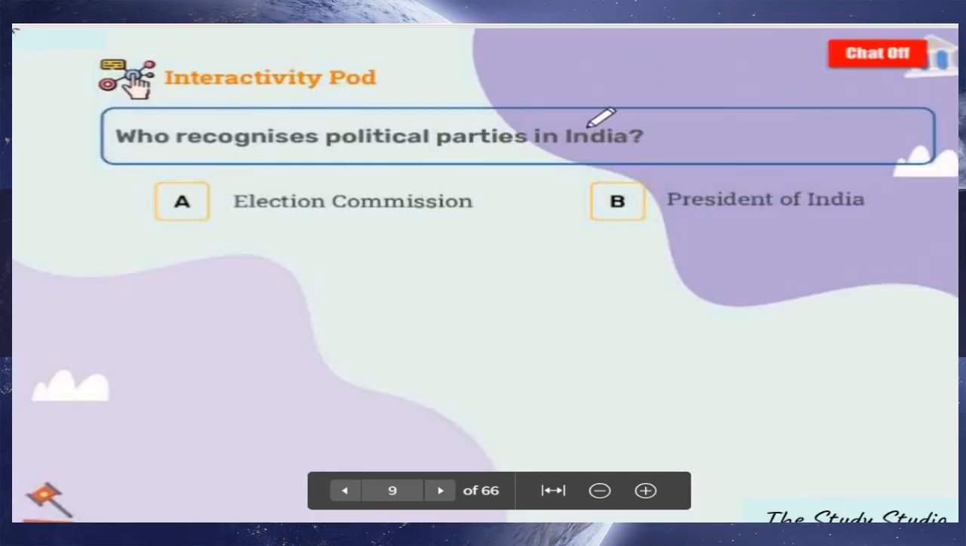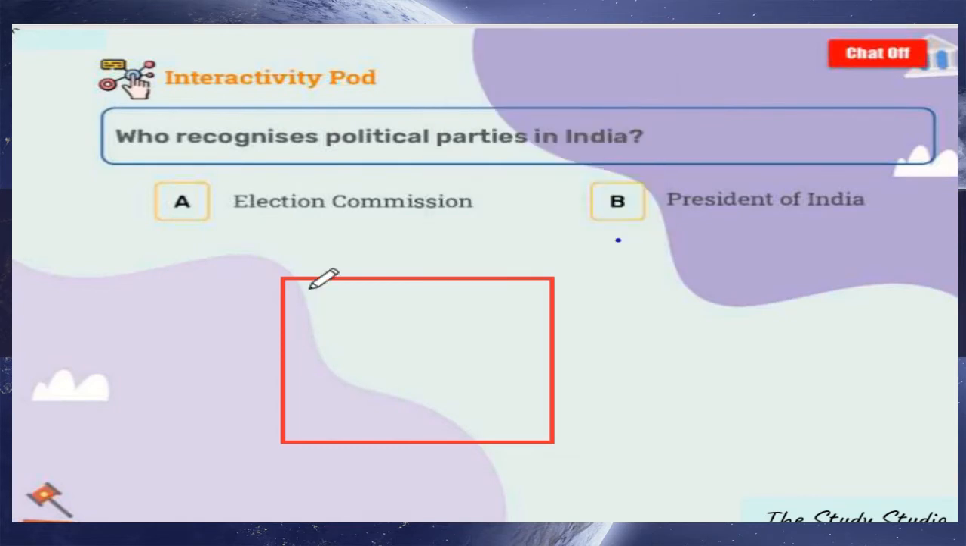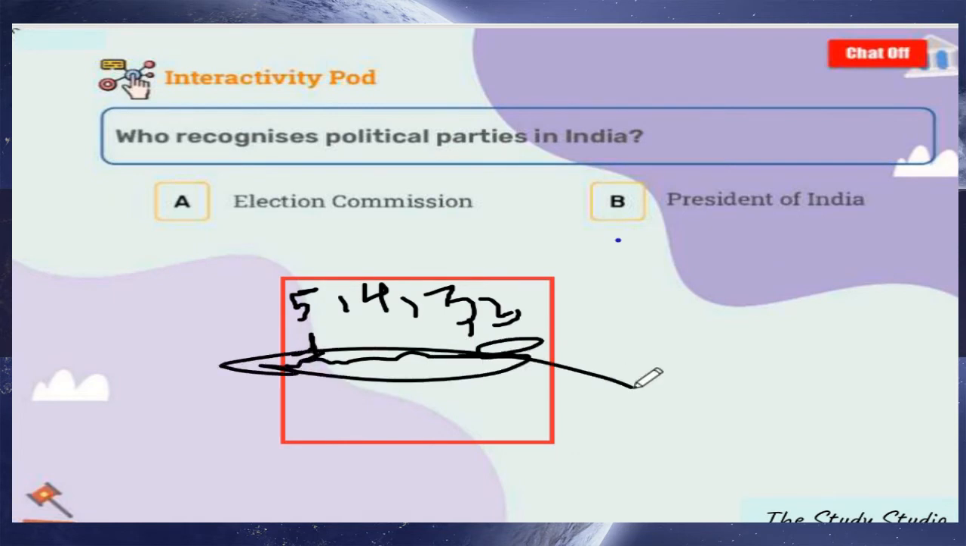Who recognizes political parties in India? Is it option A, Election Commission, or option B, President of India? Choose the answer wisely, right? Okay. I am giving you time. Okay. Wait. So your time starts now. 5, 4, 3, 2, and 1. Now the comments are turned on. So please give your answer. And let's check your answer.